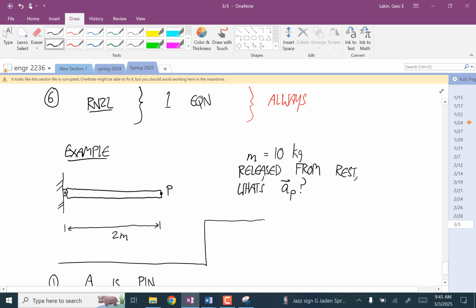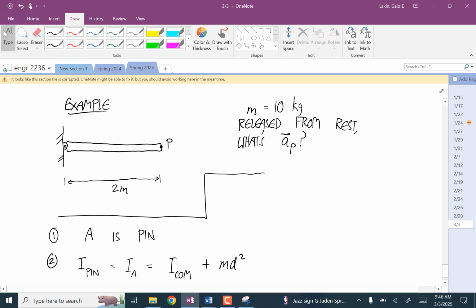What makes this a slender rod? Just that I didn't give a width dimension, so that means that it's small enough that you can ignore the thickness. But I think I mentioned last time a ratio of 10 to 1 is a good sort of rule of thumb value. So that's saying that this thickness is less than 0.2 meters.